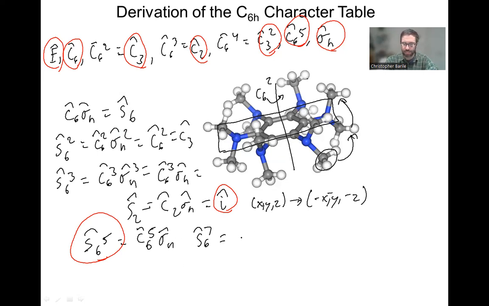Okay, what about S6 7 times? That's equal to a C6 7 times followed by a sigma h 7 times, which is equal to a C6 just once, because C6 6 times is equal to identity, and sigma h 7 times is equal to sigma h. So this just equals S6.